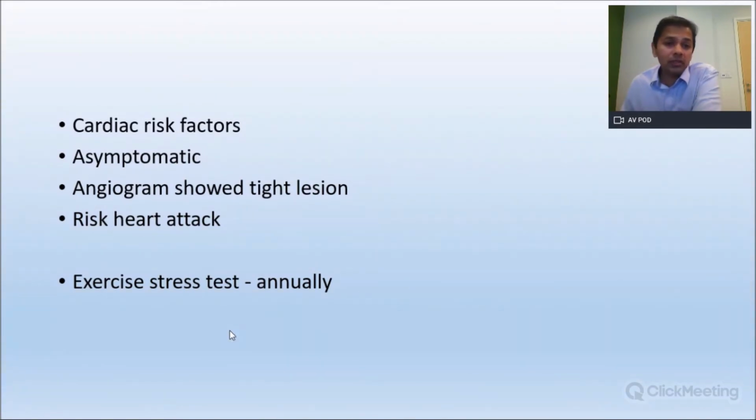So how do we screen for this silent CAD, coronary artery disease? The simple way is to do an exercise stress test. And my advice, if you have patients with cardiac risk factors, even though they are asymptomatic, you should do a stress test annually to screen for this silent CAD. In fact, I normally advise patients who are above 30 without risk factors to do an exercise stress test at least once every 2 years.